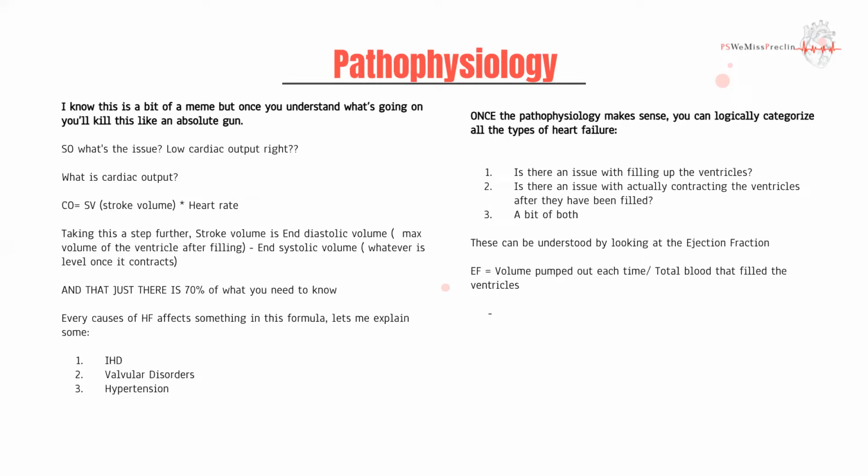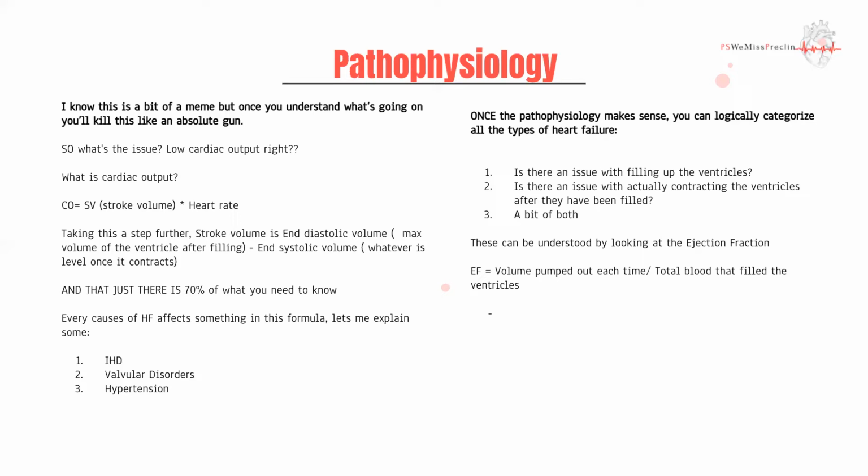If we go back to our basic equation, we know that the cardiac output includes the stroke volume, which is the volume of blood the heart is able to pump out with each contraction, multiplied by the heart rate, which is going to give us the amount of blood the heart is going to be able to pump out per minute. We also know that the stroke volume basically is the amount of blood at the end of diastole minus the amount of blood at the end of systole, right?